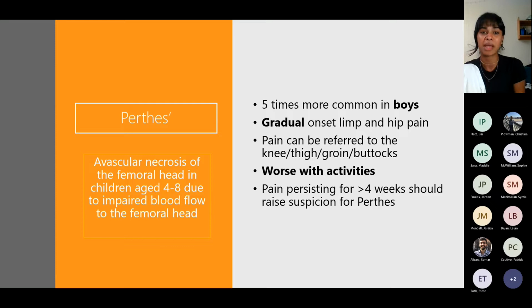It's also important to remember that the pain might not necessarily just be in the hip, so they can get pain referred to their groin, to their bum, to their knees. And it worsens with activities. That's a good mnemonic to remember it by. Perthes is primary. So basically in any SBA stem and just real life, if the pain is persisting for over 4 weeks, you should be considering Perthes, and they're systemically well as well.